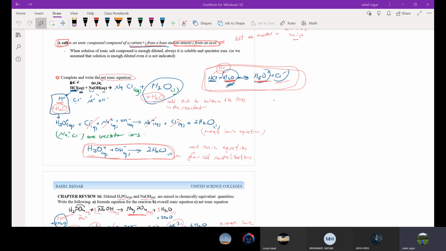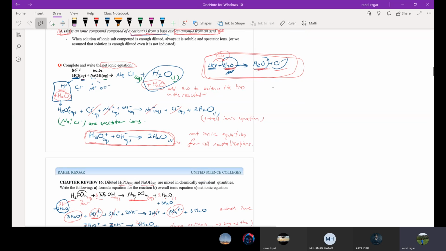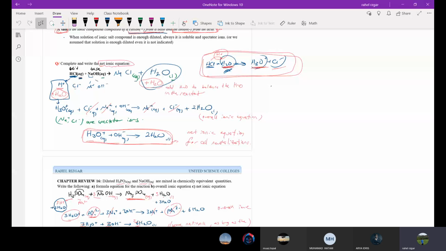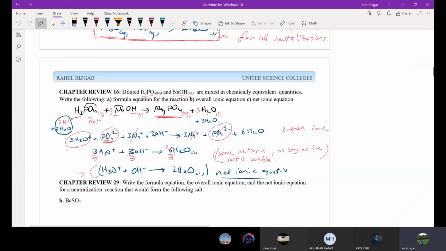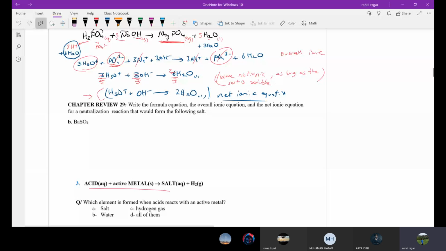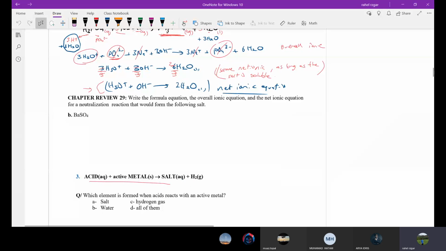Then we wrote the overall ionic equation for that reaction. Then we got a net ionic equation for a neutralization reaction, which is always H3O and OH to become H2O. The same thing we did for the next question. Now, we'll solve another example related to that subject. This time it's kind of the same thing, but the question is asking it in another way.